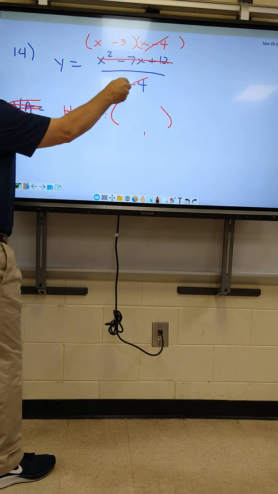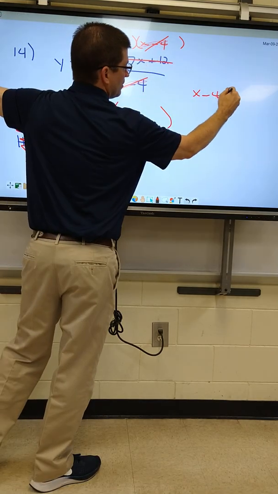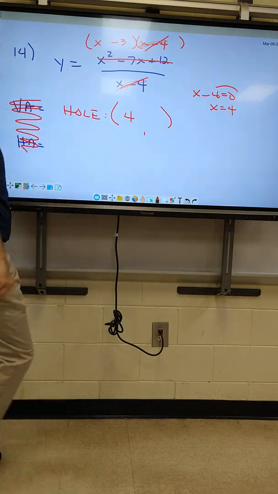The hole comes from the one you marked out. We marked out x minus 4. When I move that over, I get positive 4. That goes in my x coordinate.